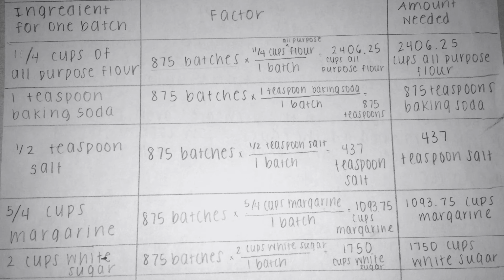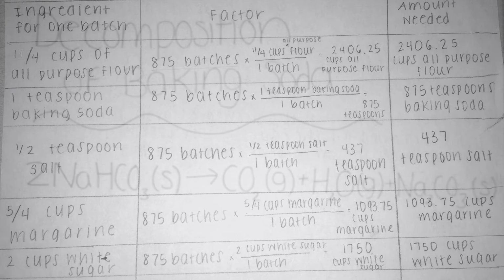By using the factor label method, we were able to determine the amount of each ingredient we need to make 875 batches of cookies. We multiplied 875 by a fraction of 1 teaspoon of baking soda over one batch. This showed us that we need 875 teaspoons of baking soda to make 875 batches of cookies.